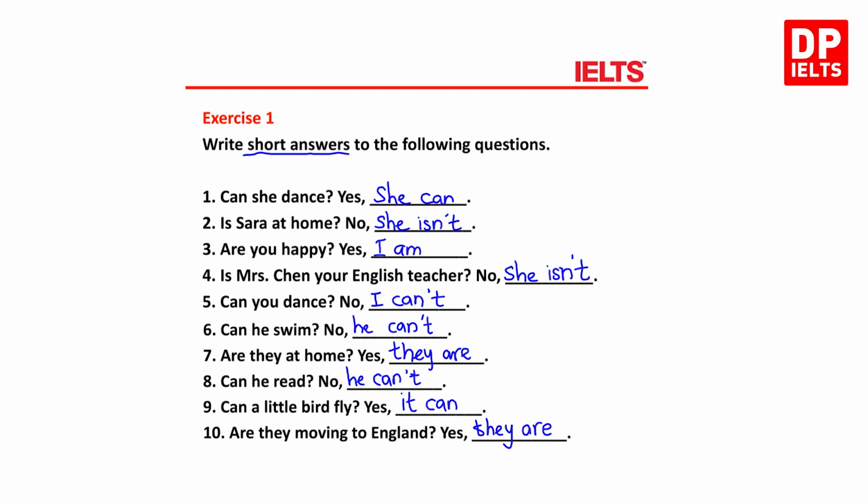Can he read? அவரால் வாசிக்க முடியுமா? No, he can't. இல்லை, அவரால் முடியாது. Can a little bird fly? ஒரு சின்ன பறவைக்கு பறக்க முடியுமா? Yes, it can. ஆம், அதனால் முடியும். Are they moving to England? அவங்க இங்கிலாந்துக்கு மூவ் பண்றாங்களா? Yes, they are.